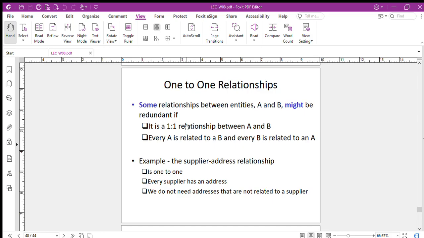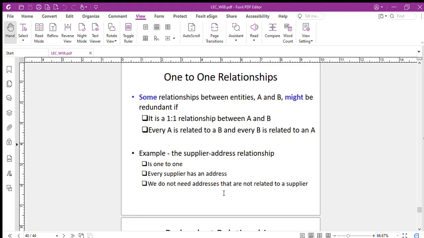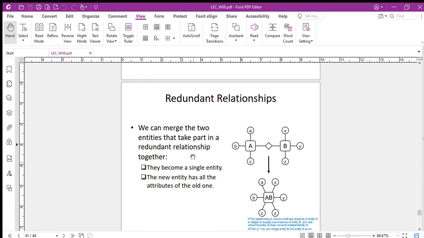Some relationships between entities A and B might be redundant. If it is a one-to-one relationship between A and B, every A is related to a B and every B is related to an A. For example, in the example above, the supplier and address relationship is one-to-one: every supplier has an address, and we do not need addresses that are not related to a supplier. We're going to make those redundant relationships into a single entity. So we're going to merge those entities.